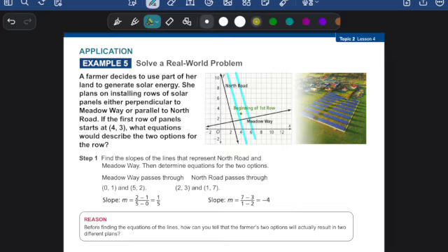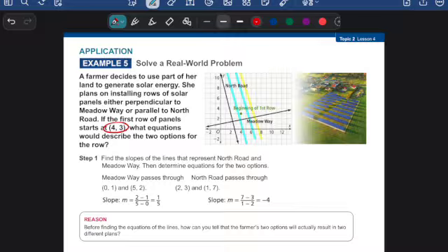So they're not quite the same. I don't know if I can draw perpendicular. They're slightly off. They're not quite the same. So we need to find the slope of each of these lines of North Road and Meadowway. We need to find the slope of those two, and then she's going to have them go through this point. So no matter which direction she goes, they're going to cross through this ordered pair 4, 3.